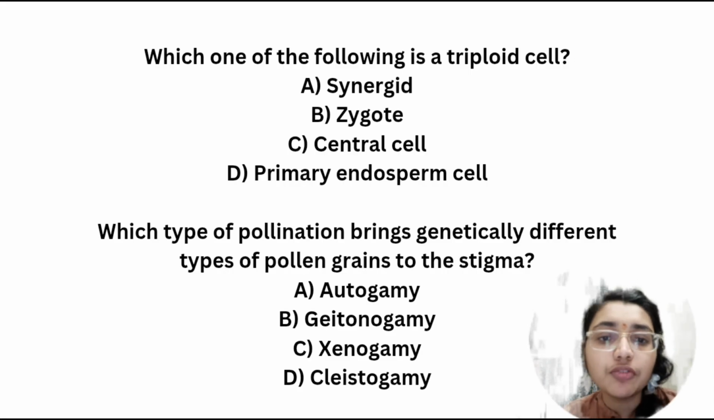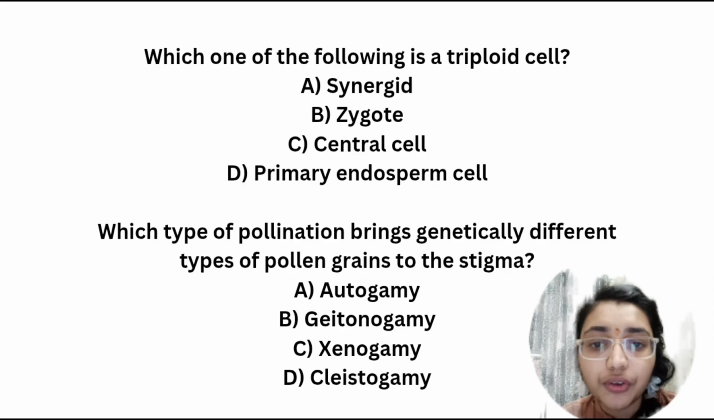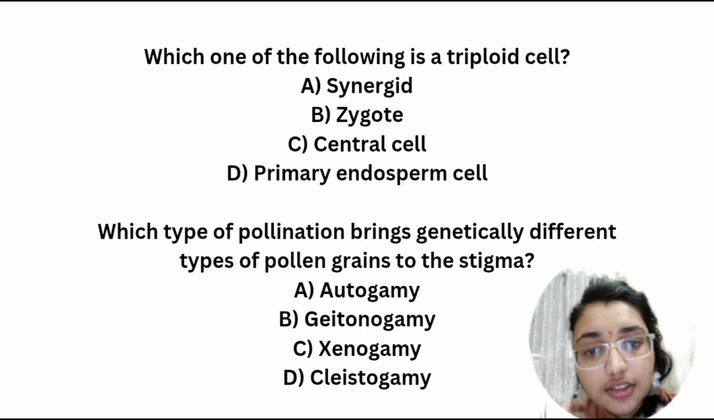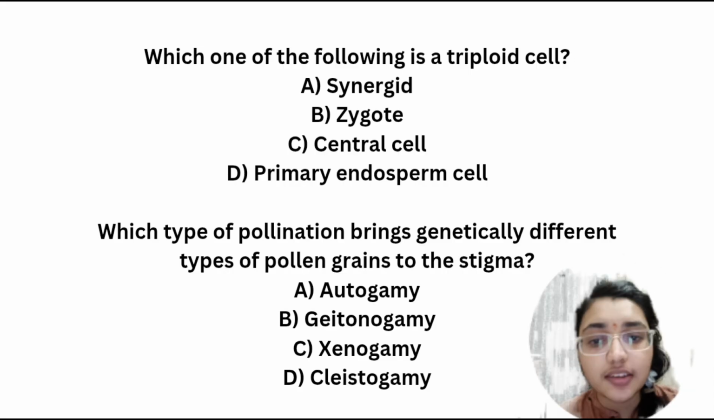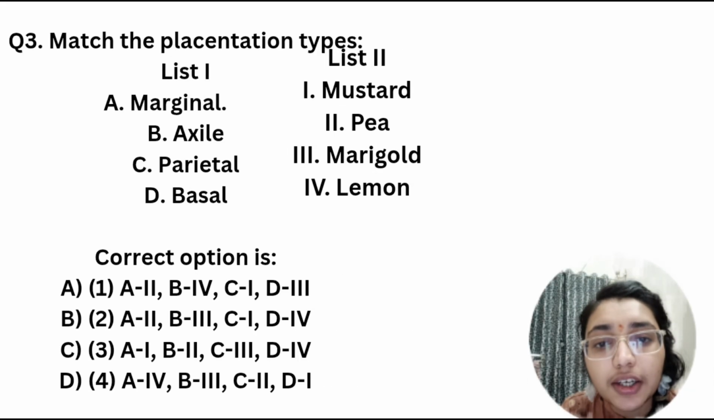Which type of pollination brings genetically different pollen grains to the stigma? Autogamy, geitonogamy, xenogamy, or cleistogamy. Here we know that there are different types of pollen grain. This is xenogamy. Then the next question is to match the placenta types: marginal, axial, parietal and basal.